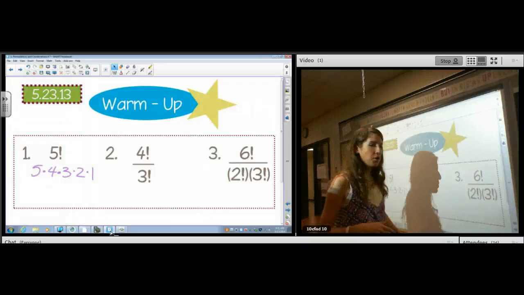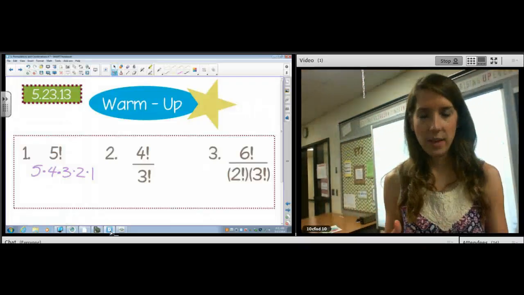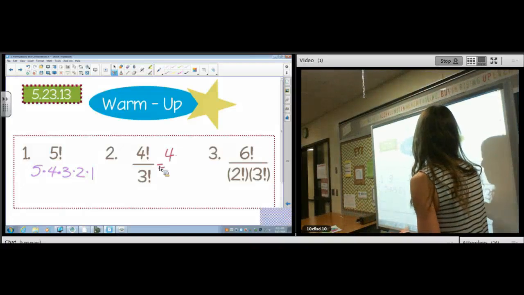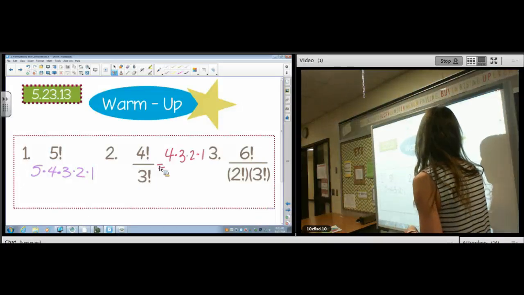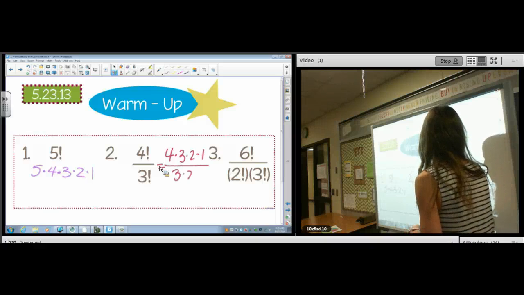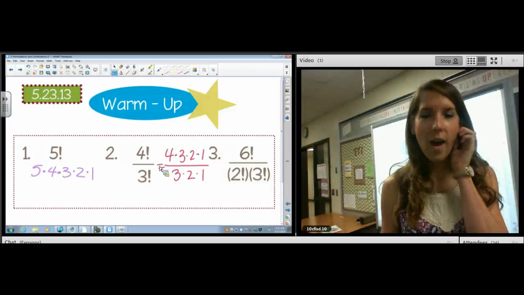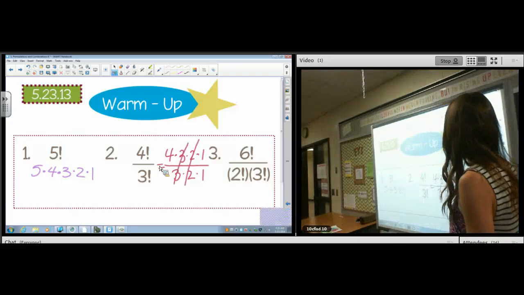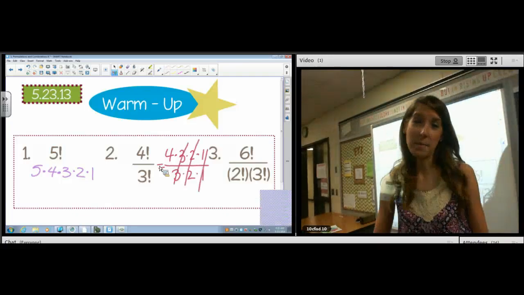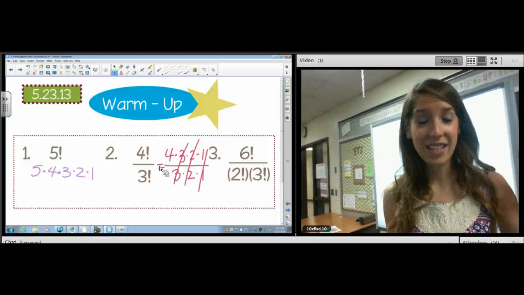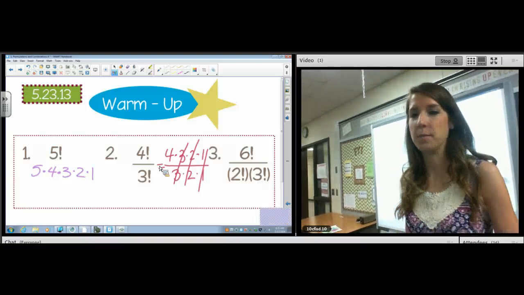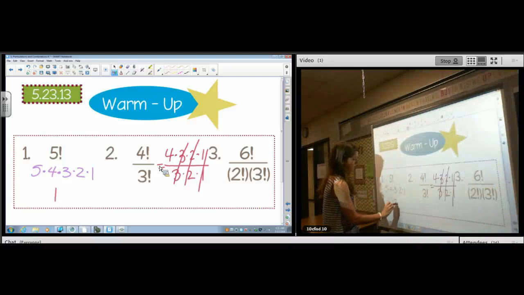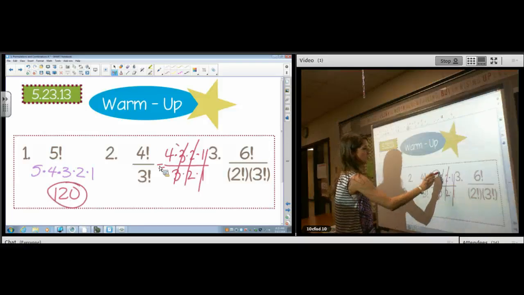So on number 2, something interesting happens if you write this out by hand. 4 times 3 times 2 times 1 over 3 times 2 times 1. What happens? Cancel, cancel, cancel. And so 4 factorial divided by 3 factorial is really just 4. It's 4. So what was this first one? 120. And this one's just 4.